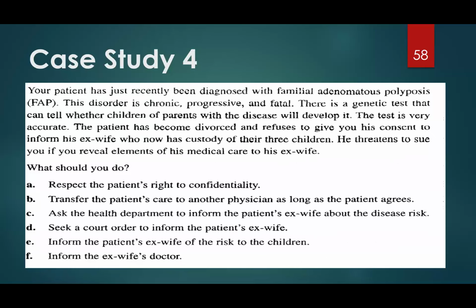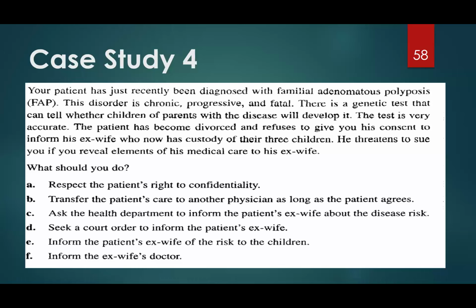Your patient has recently been diagnosed with familial adenomatous polyposis. This disorder is chronic, progressive, and fatal. Okay? There is a genetic test that can tell whether children of parents with the disease will develop it. The test is very accurate. The patient has become divorced and refuses to give you his consent to inform his ex-wife, who now has custody of their 3 children. He threatens to sue you if you reveal elements of his medical care to his ex-wife.